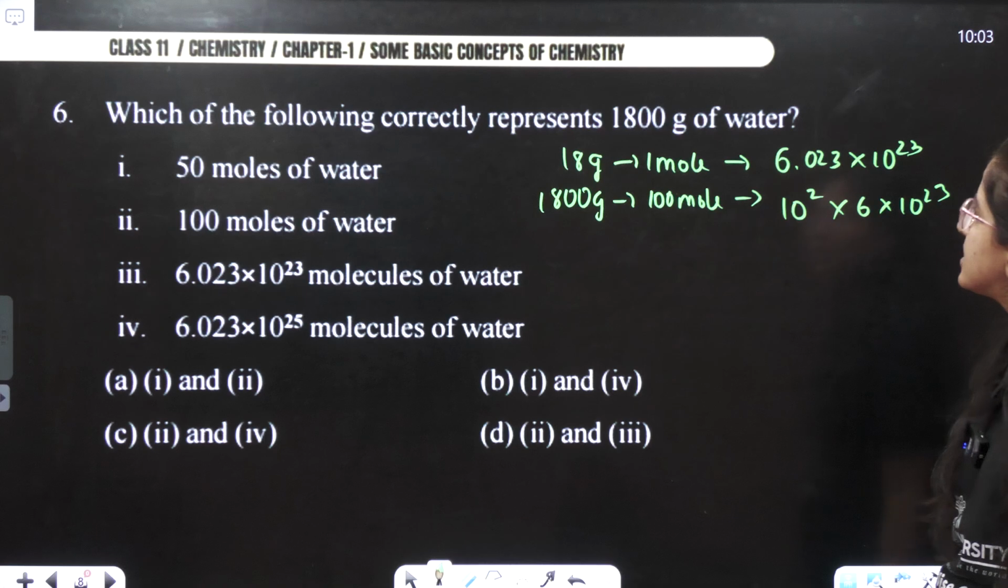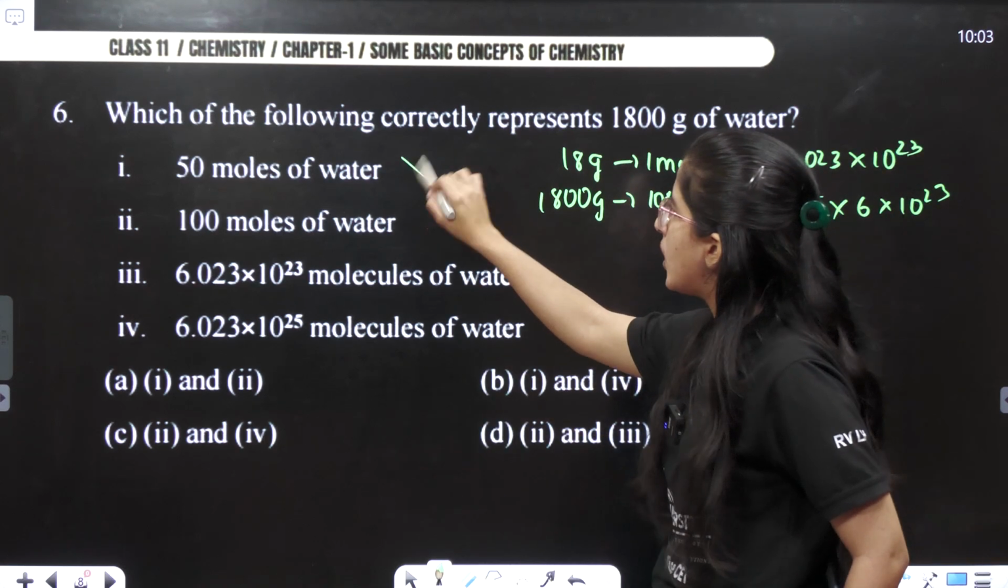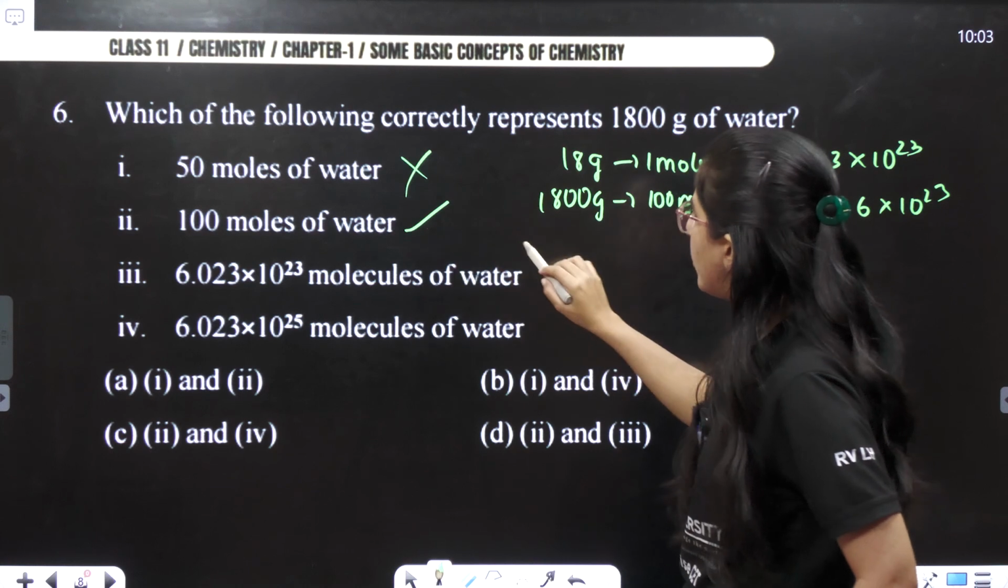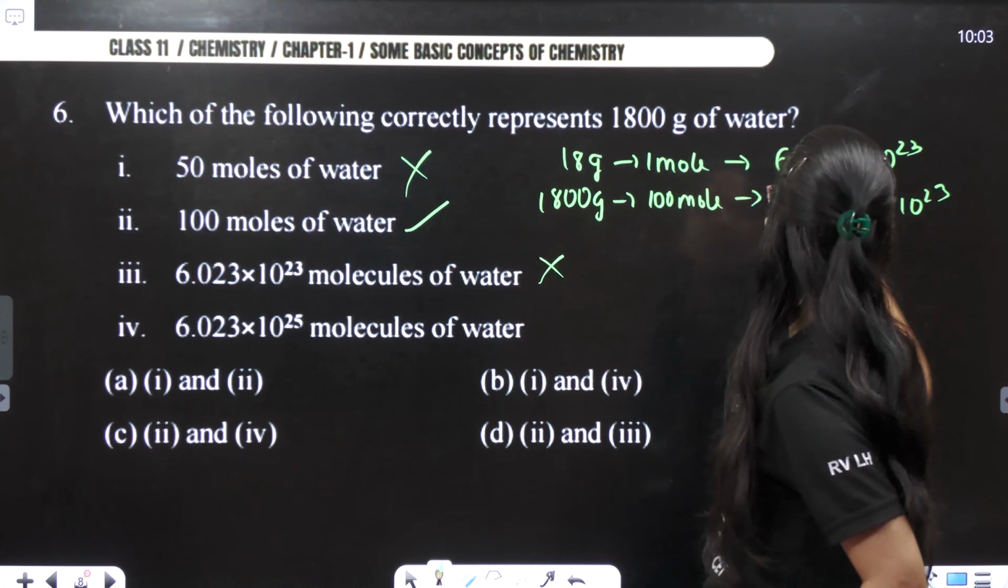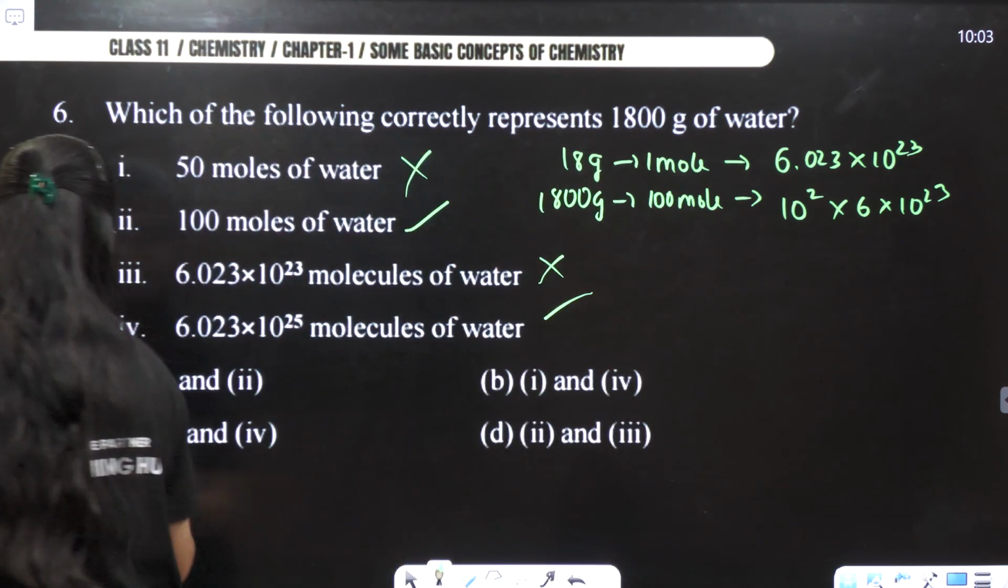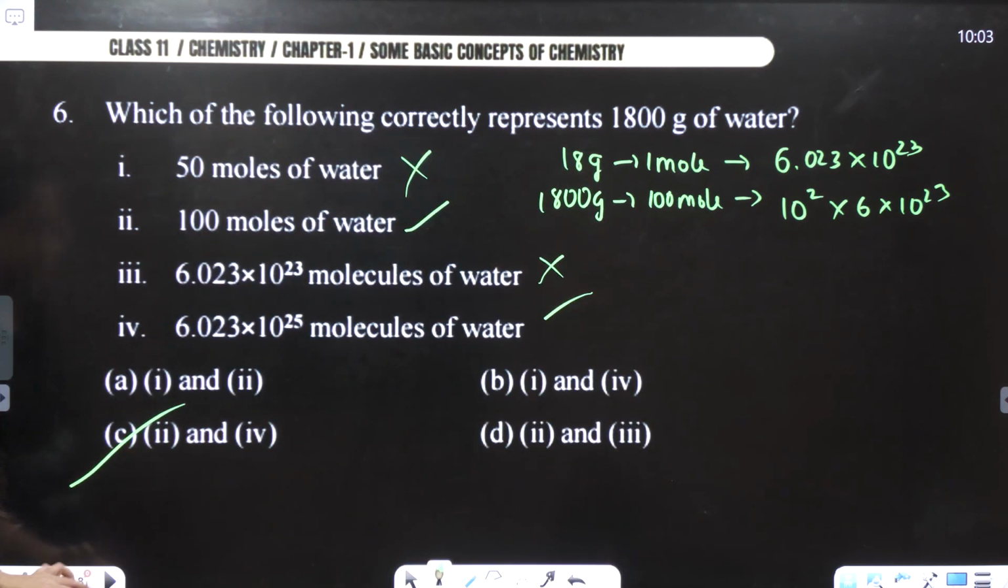So the correct option is E here. 50 moles is wrong. 100 moles, yes, it consists of 100 moles of water. No here, and here 10 raised to 23 plus 2, that is 25. So correct options are number 2 and 4. Therefore option C is correct.